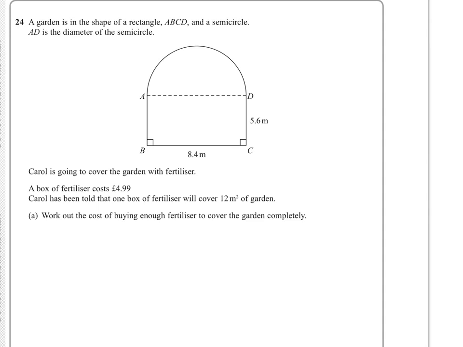Question 24. It says a garden is in the shape of a rectangle and a semicircle, as shown in the diagram. And it says AD is the diameter of the semicircle. We know that a box of fertiliser is $4.99 for each box, and that will cover 12 metre squares of garden. So I think we should work out the total area of the garden. Let's do the rectangle first.